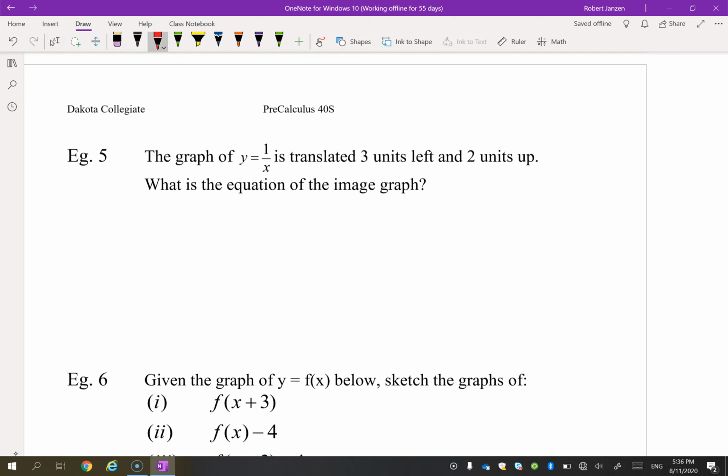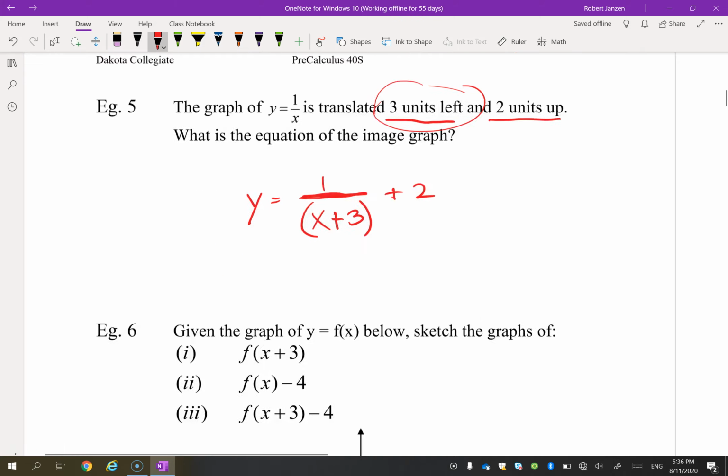The graph of y equals 1 over x translated 3 units left, 2 units up. Write the equation of the image graph. So in other words, the new one. So I'm going to write the original. 3 units left. How am I going to say 3 units left? Well, that's a horizontal transformation, so it's attached to the x. So I want to put plus 3, and I want to attach it to the x like that. Okay, and then if I want to go 2 up, I'm going to put a plus 2 on the outside.